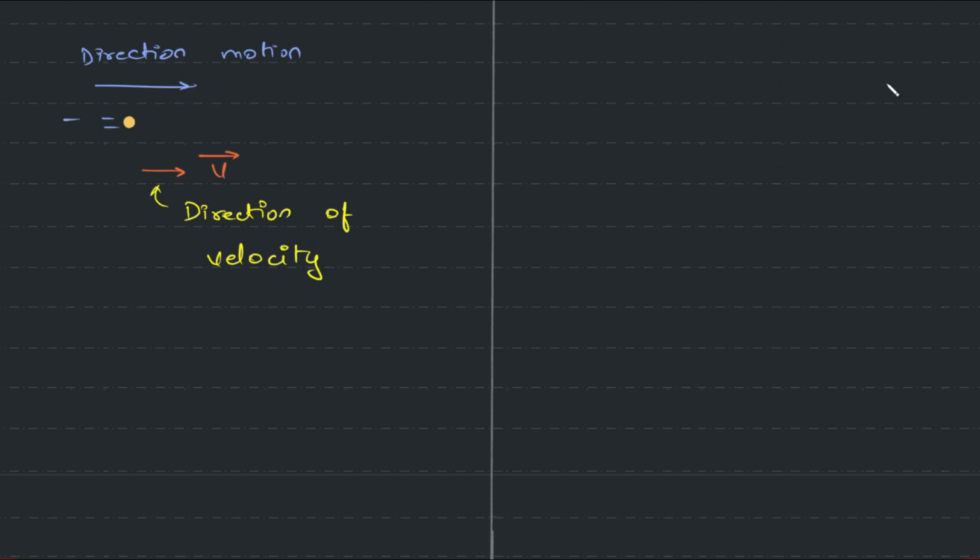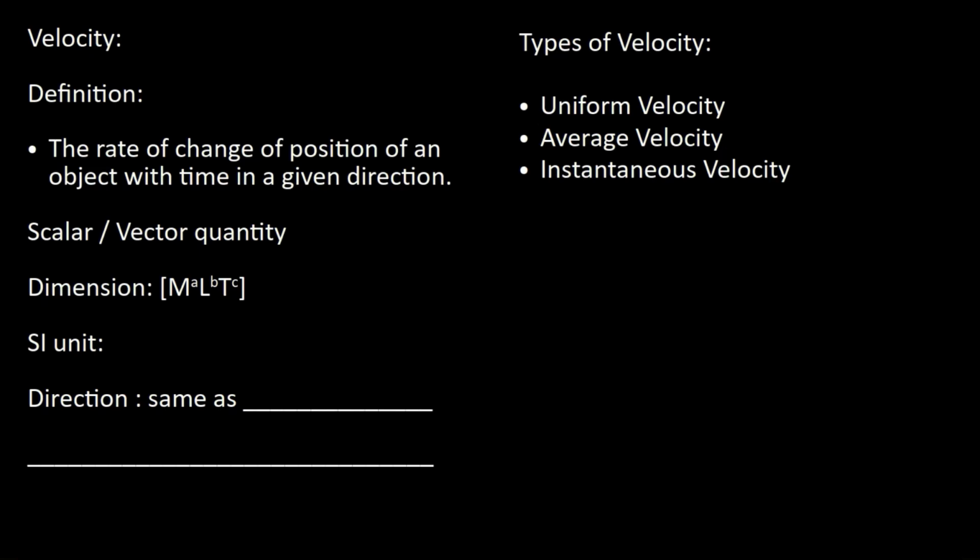So we have an object, say, moving this way, right? This is the direction of motion. And so the direction of velocity will also be the same. So that would be your direction of velocity. Okay, so done and done.